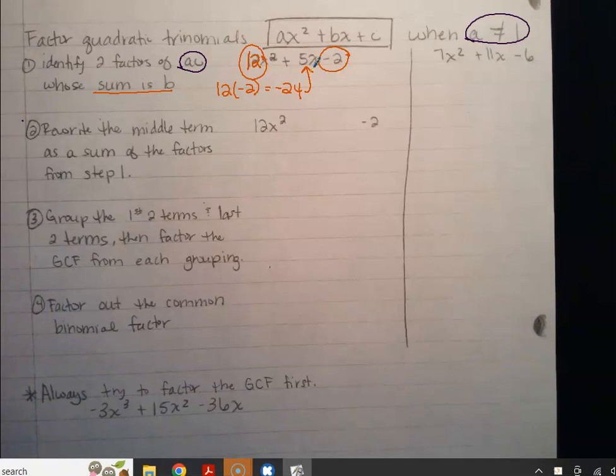If there's no number in front of the x squared, we just use the c. If there's a number in front, we have to multiply them. Okay. So again, if we go through with -24 and we're trying to get 5, we've got 1 and -24, or 24 and -1. Those are going to be much bigger. A -3 and a positive 8, because -3 times 8 equals -24, but -3 plus 8 equals 5.